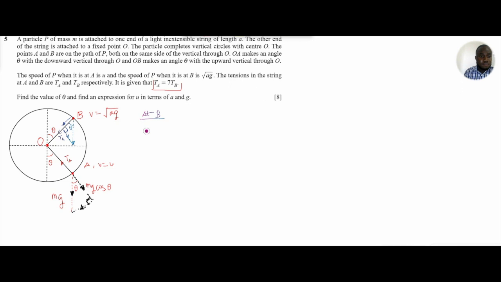At the point B, the tension in the string, which we are calling TB, is acting toward the center of the circle. The component of the weight at that point is also acting toward the center of the circle. The two together contribute to the centripetal force that keeps the body P in the circular path at the point B. So this is m times the square of the velocity divided by the radius, and this is the centripetal force. We can polish this up.